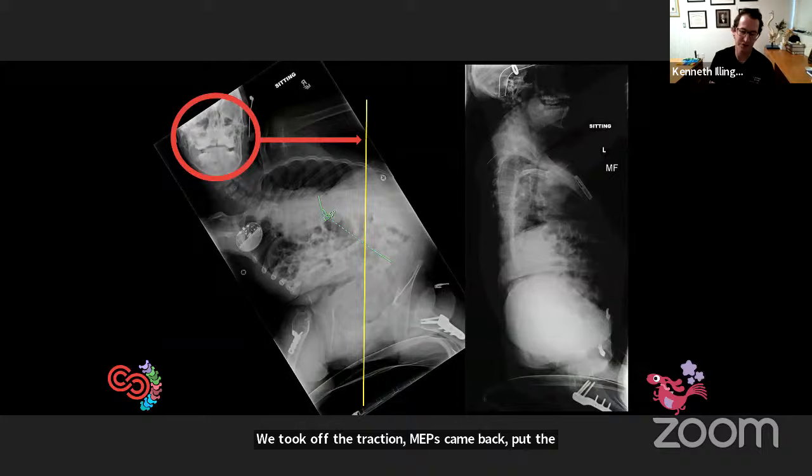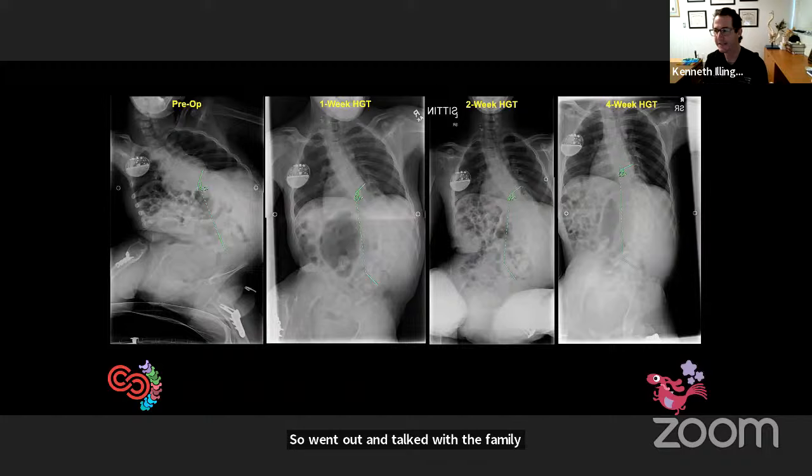We took off the traction, MEPs came back, put the traction back on, started to lose his MEPs, didn't even start surgery yet. So we went out and talked with the family and the decision was to proceed with halo gravity traction in order to slowly stretch him out and to monitor his neurological status so that we didn't cause any type of neurological injury. Here's his correction over 4 weeks, excellent improvements.